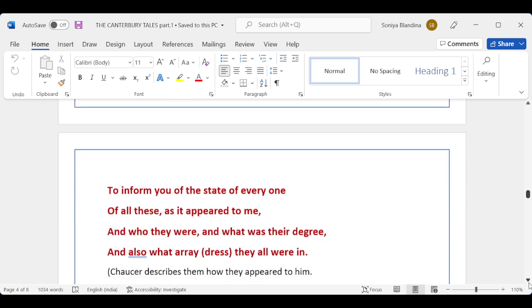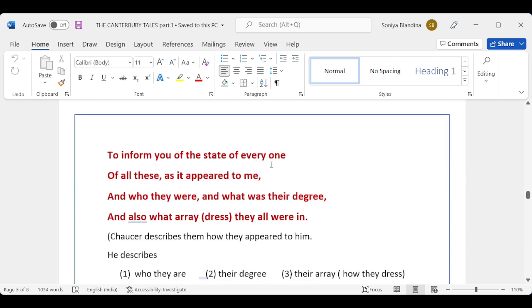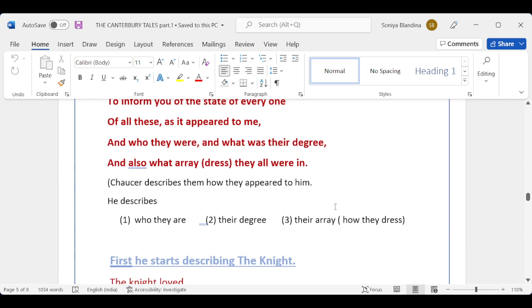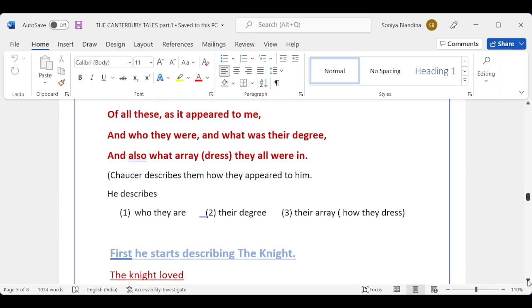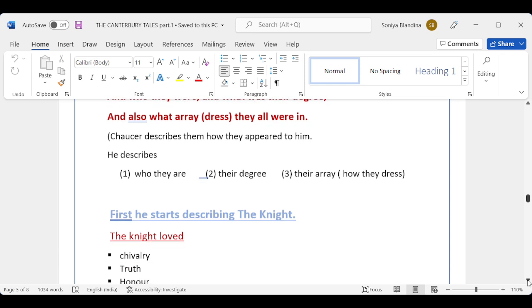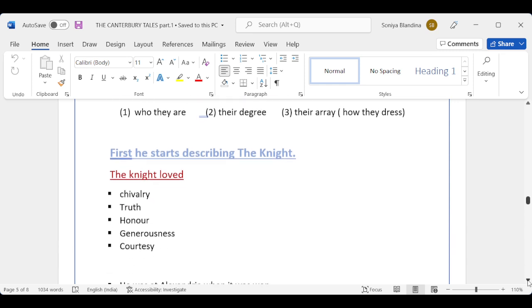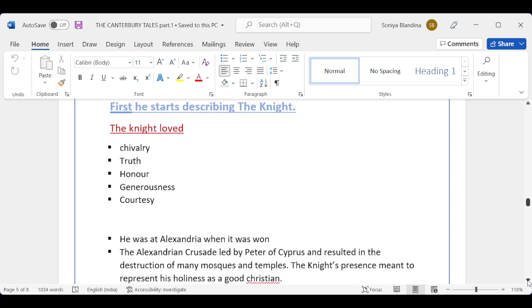Okay. Next, to inform you of the state of every one of all these as it appeared to me, and who they were, and what was their degree, and also what array they all were in. So using these criteria, who they are, and then their degree and their array, Chaucer is describing each of the pilgrims. So here it ends, and next Chaucer started to describe the pilgrims one by one. So the first is the knight.